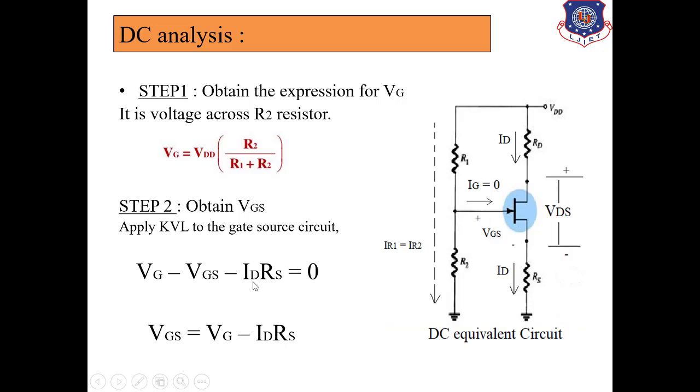VG minus VGS minus IDRS equal to 0. Simply make VGS the subject. VGS is the subject here, and the simplified equation is VGS equal to VG minus IDRS.